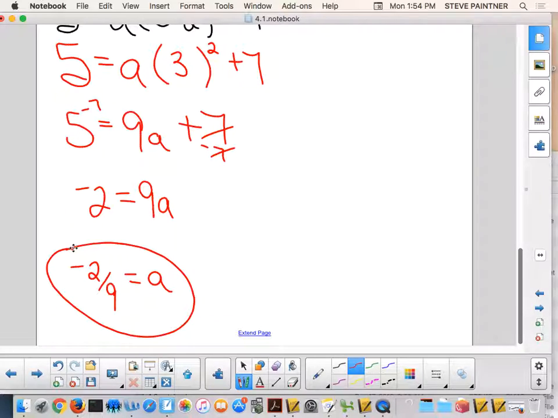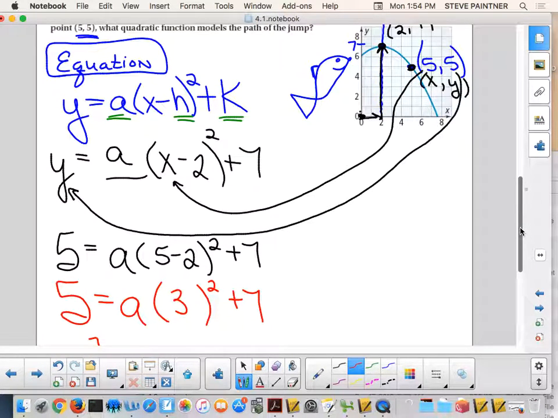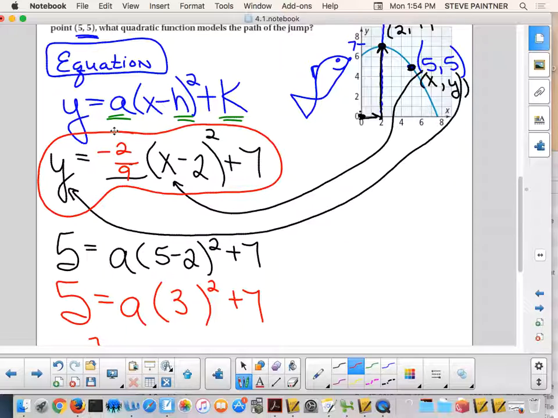Okay. So what are we putting here? Negative 2 over 9. There it is. That's it. Y equals negative 2 ninths times X minus 2 squared plus 7 models the dolphin. The dolphin goes up, then down. This is the formula for the dolphin. If you want to know where the dolphin's at, plug it into the formula. The dolphin starts 6 feet in the air.